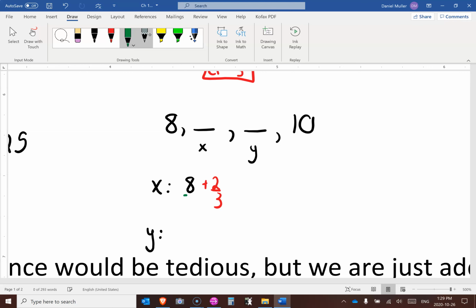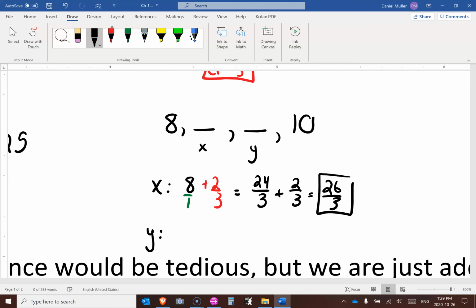Okay, so this is 8, but this is really 8 over 1. So times that by 3. So 24, 1 times 3 is 3, plus a 2/3, which is 26 over 3. Okay. And so if I'm at 26 over 3, and I add a 2/3 to that again, I should get my Y. So that's going to be 26 plus 2 is 28 over 3.